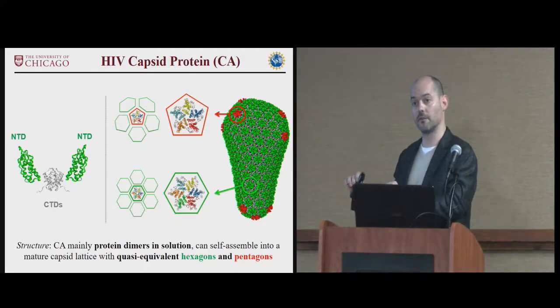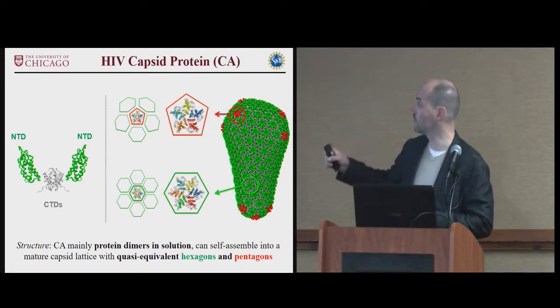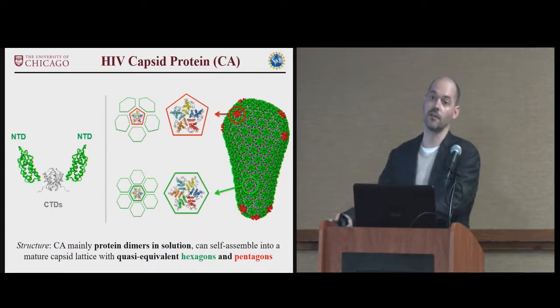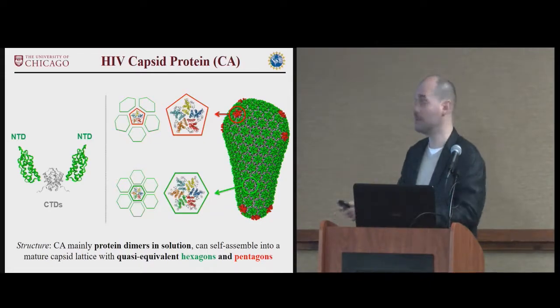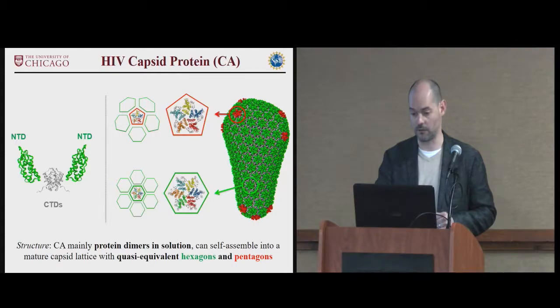And it's important to note at this point that the hexagonal structure of this cone-shaped structure that you see inside the viral particles is very different from the immature lattice. There's a great deal of reorganization that goes on in the maturation process to take us from the immature lattice to the mature lattice.